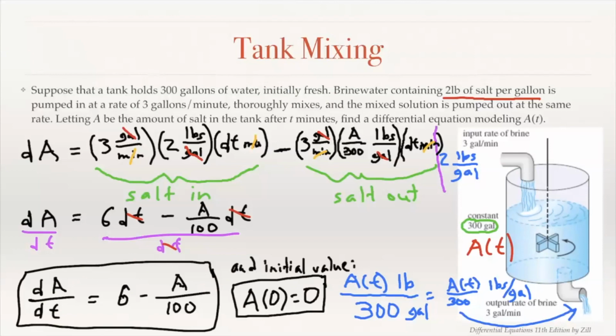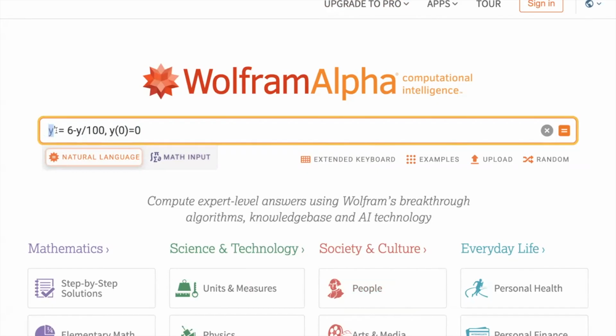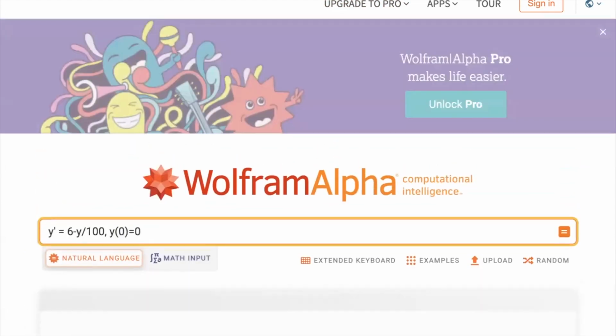Now I would like to illustrate by having a computer algebra system solve this, and you can see what the solution looks like. Okay, so here's the differential equation that we found. I just replaced A with Y so we can understand it more easily. Y prime is 6 minus Y over 100 with initial value Y of 0 is 0. The initial amount of salt was nothing. And enter.